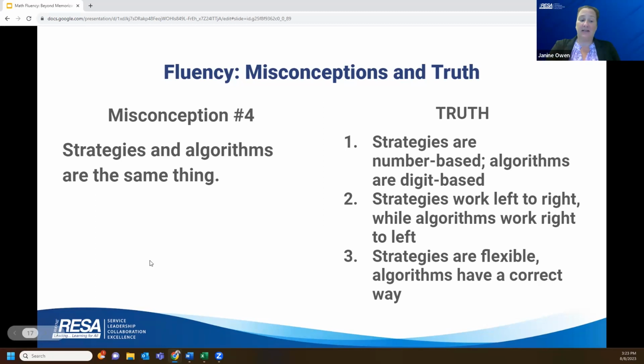Strategies are also flexible, while algorithms have one correct way. Algorithms can be learned and followed without really needing to make sense of the problem or understand what the numbers represent. Another note too, strategies are often student driven. Students are able to select their own strategy and use that to explain their reasoning, whereas algorithms are very teacher oriented. It's not something that will naturally come up for a student. They're taught that procedure and then learn to follow it by repeated practice and modeling from the teacher. Whereas a strategy is something they can come up with entirely on their own.